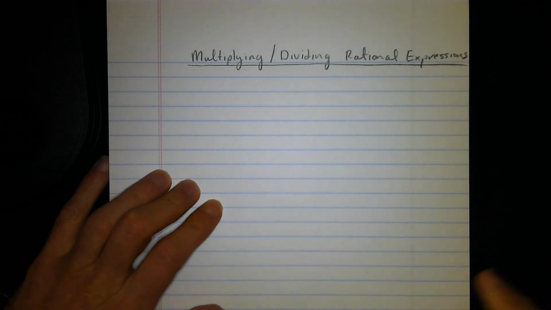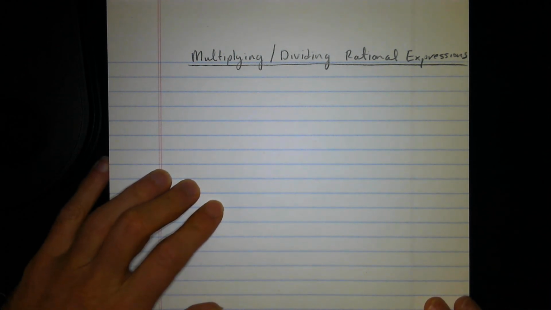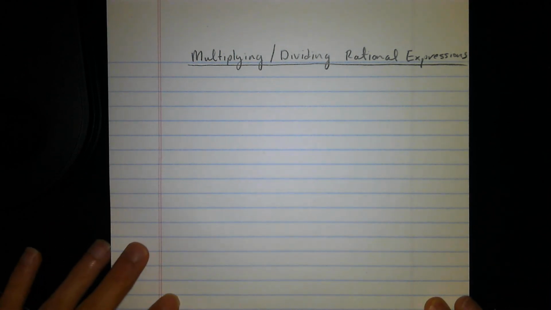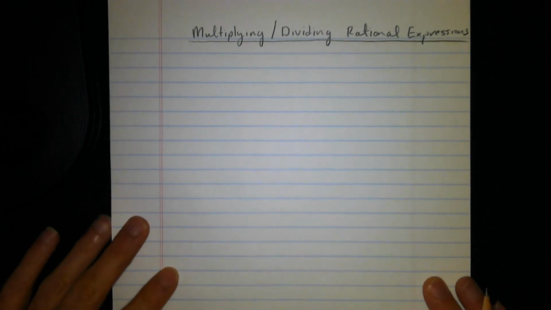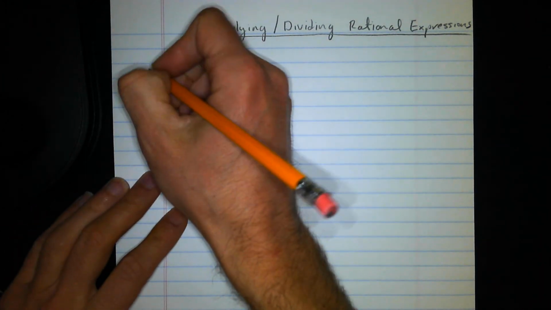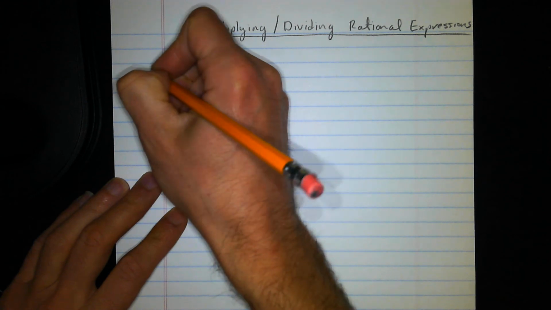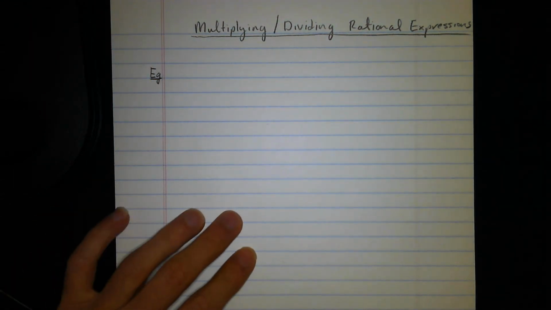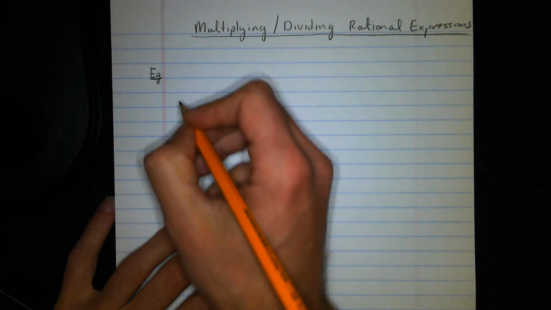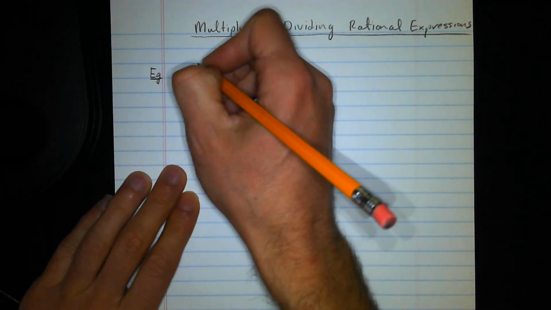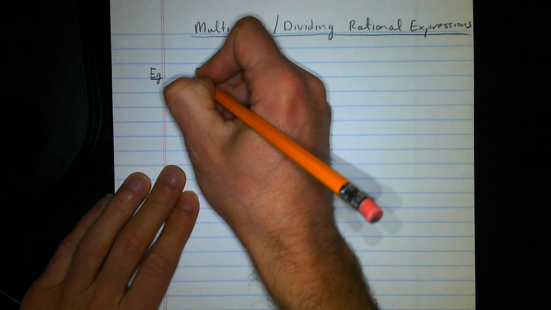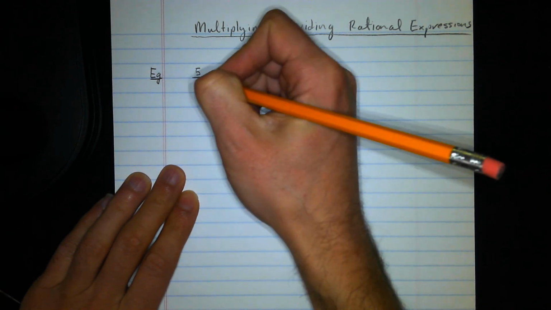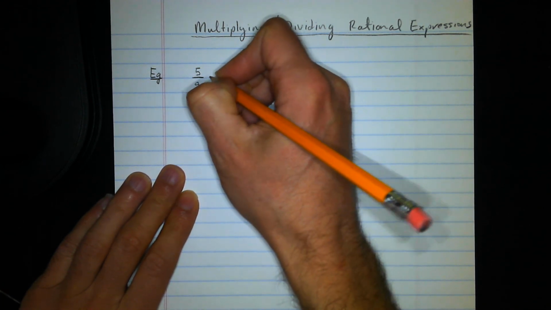Okay, and I think we'll just start with a numerical example on how to multiply two fractions together. This is going to be completely analogous to what we're going to do with rational expressions in general. So let's start off with this example. Supposing I ask you to multiply 5 over 9 times 18 over 35.